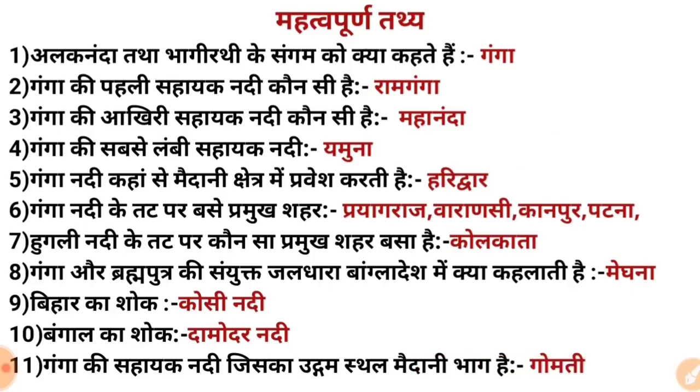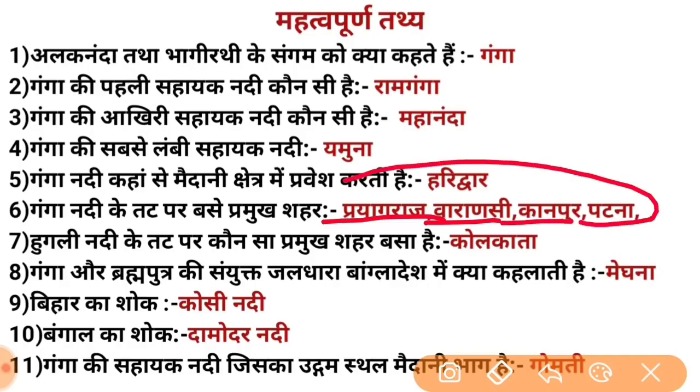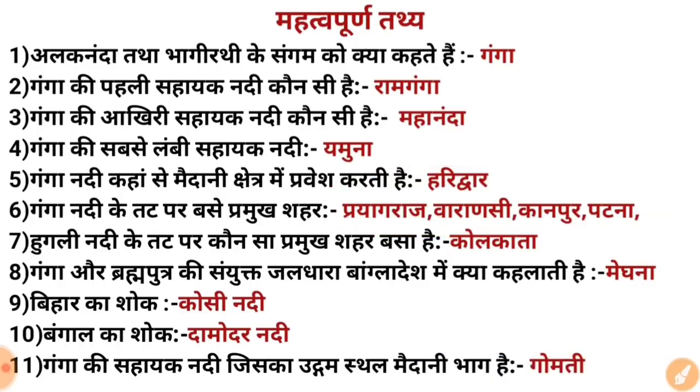Next, which are the major cities situated on the banks of Ganga River? First is Prayagraj. Prayagraj was earlier called Allahabad. After that is Varanasi, Benares. After that is Kanpur, and after that is Patna. So these are some of the major cities which are situated on the banks of Ganga River. Next, which major city is situated on the banks of Hooghly River? I had told you which major city is situated there. Kolkata is situated on the banks of Hooghly River.